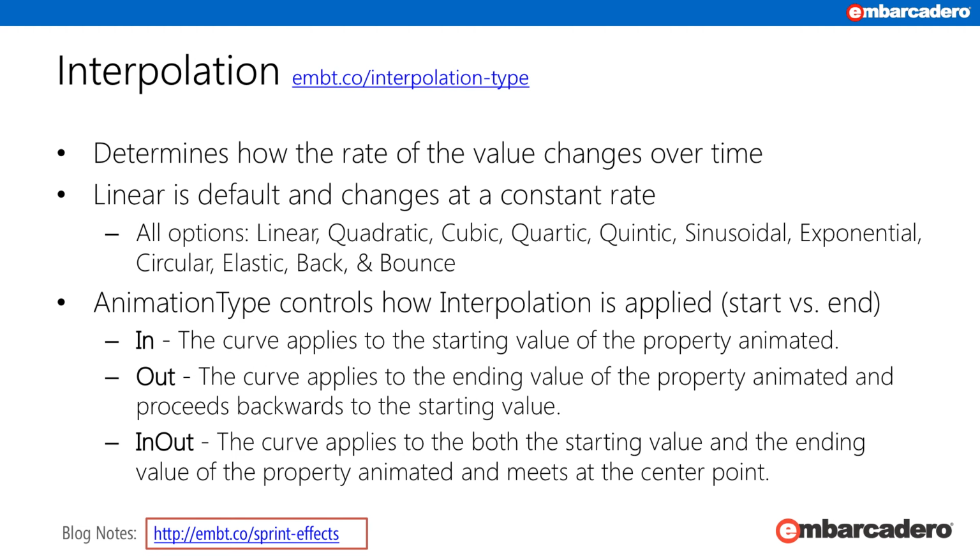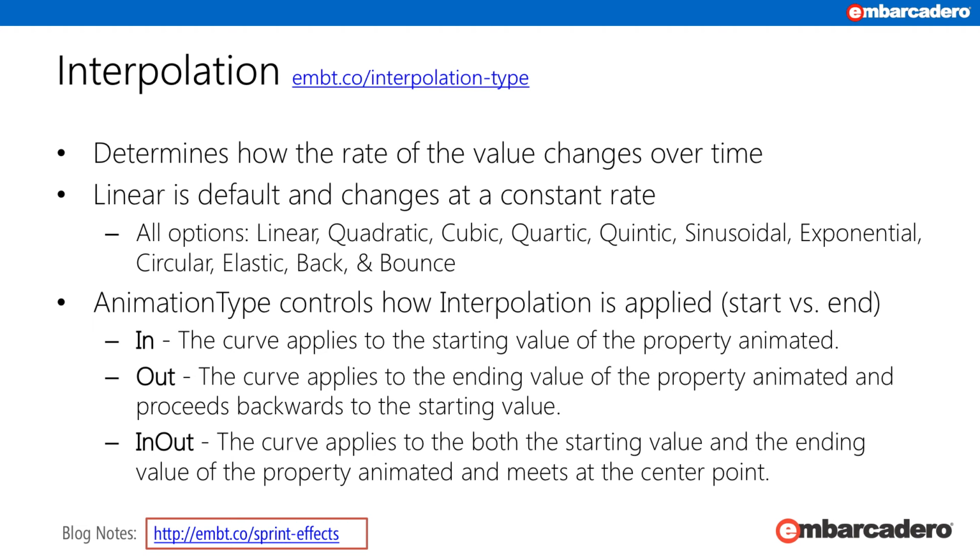Now, one thing when you get into animation, you're going to talk about interpolation, which is, I guess you could say, a strange sounding word. Basically what it means is it determines how the rate of the value changes over time. So linear is the default, and that's just where it constantly changes. So it starts at 0, and then 1 second later it's a 1, 1 second later it's a 2, 1 second later it's a 3, 1 second later it's a 4. That's a very slow linear interpolation.